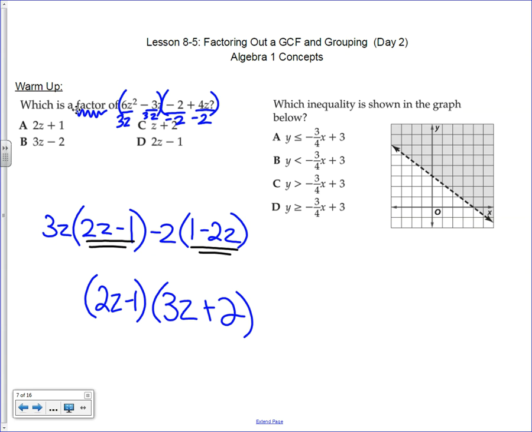B as in boy? I don't think so. A? I don't think so. Okay, so folks, they're asking you for a factor, correct? This is a factor, and this is a factor. It's definitely D. 2z minus 1 would be right there. Is that all right for everybody? Because it definitely wasn't all right just a second ago. This is okay? All right, take a look at the next one.